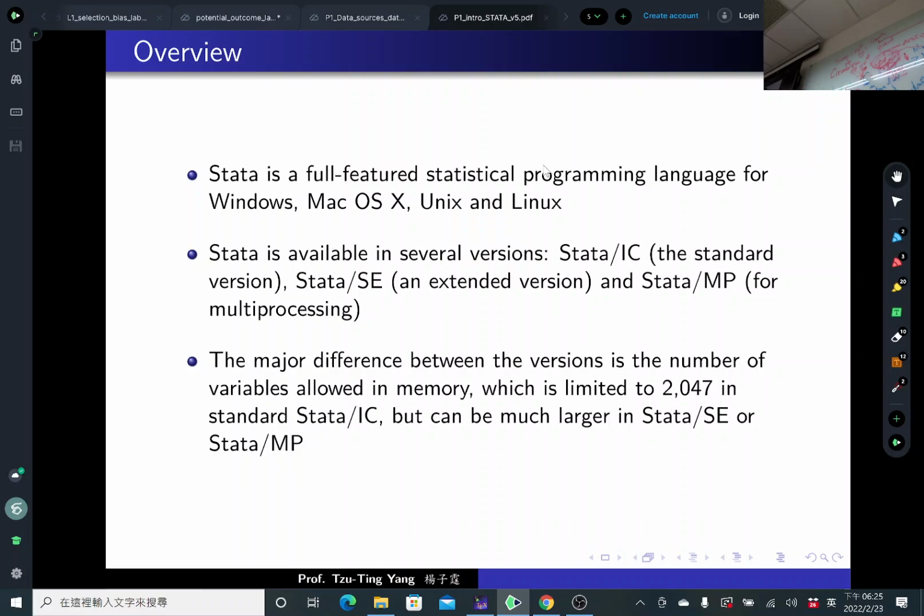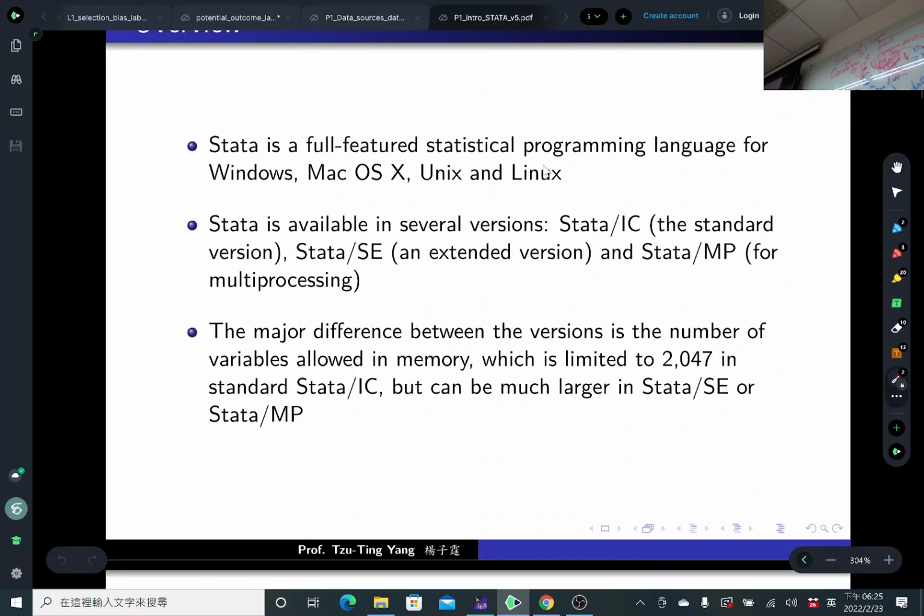And there are several versions of Stata: Stata IC, Stata SE, Stata MP. Basically, it's based on whether it's powerful or not. The weakest one is Stata IC, and the most powerful one is Stata MP because this version can do multi-processing, so it can calculate faster, and also there's no limit on the number of variables. But I would say MP and SE are both enough for research. Okay.